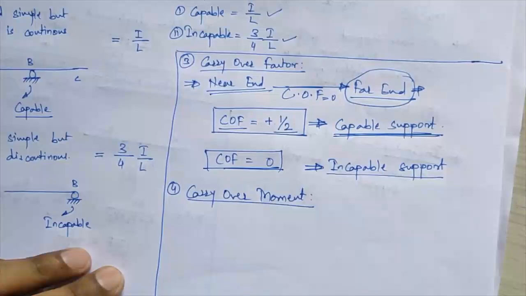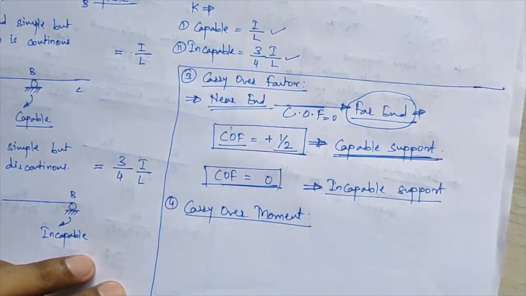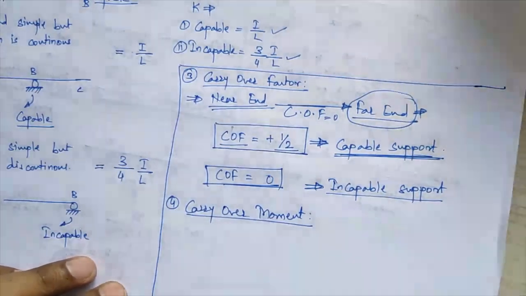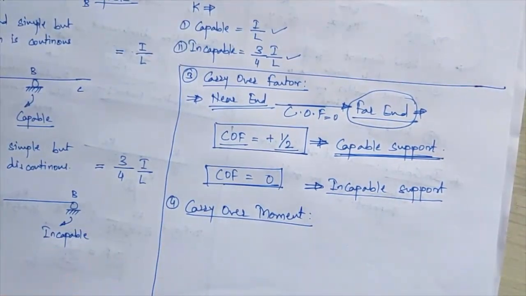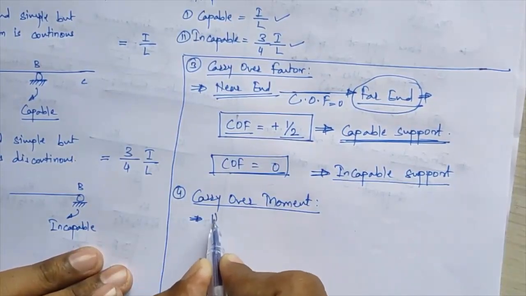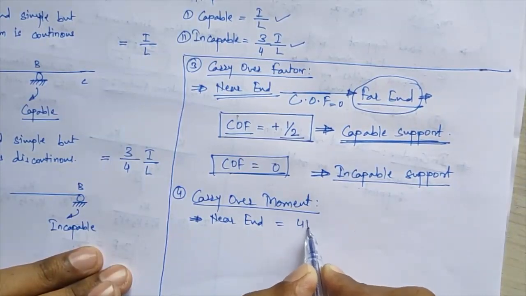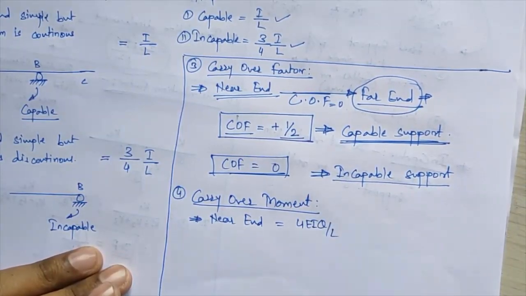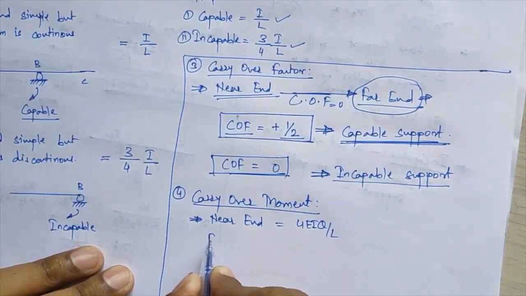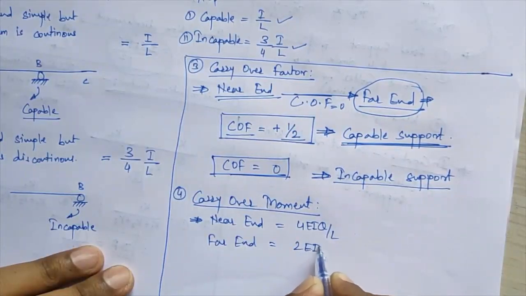Carryover moment means the moment carried from the near end to the far end. In case of the carryover moment, your near end moment is transferred to the far end. If you check the values, the near end moment is equal to 4EIθ/L, and the far end moment is equal to 2EIθ/L.